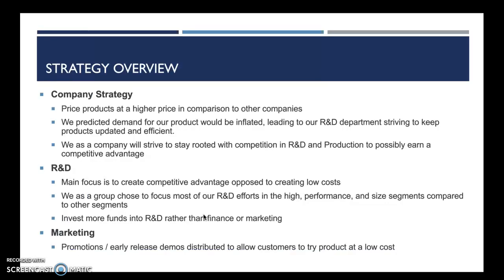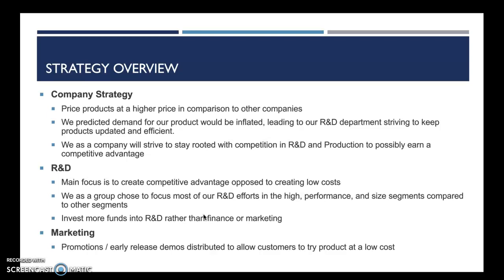So the strategy overview for our company was we would price products at a higher price in comparison to the other companies that we were competing with during the simulation. We predicted demand for our product would be a little bit inflated, and consequently having our R&D department striving to keep products updated and efficient.